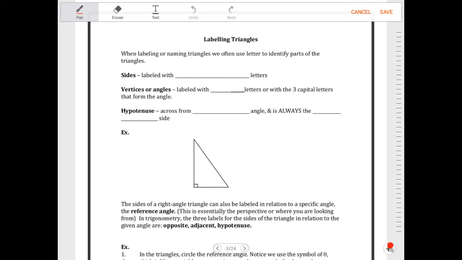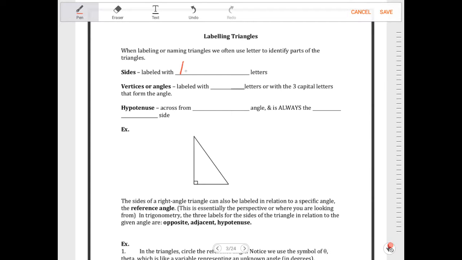As we get closer to using trigonometry, it is crucial to be able to label our sides. Okay? So when labeling or naming triangles, we often use letters to identify parts of the triangles. This is not so important, but I'll just show you. Sides are always labeled with lowercase letters. So for example, this might be little a, this might be b, this might be little c. Vectors or angles are usually labeled with uppercase letters.